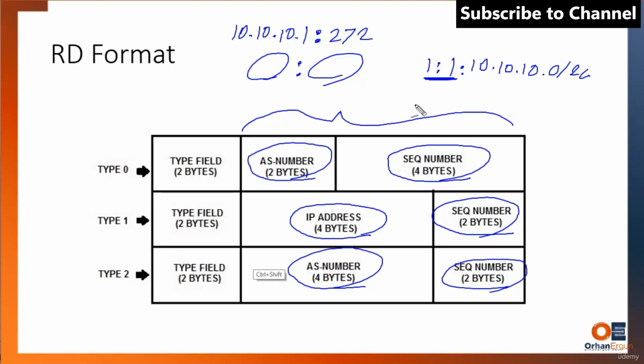If I have something like, for example, 3:101, then 10.10.10.0/24, I can say this second one has another route distinguisher, so they are not going to be mixed. Each one of them is going to go into one routing table. So this is what route distinguisher is.